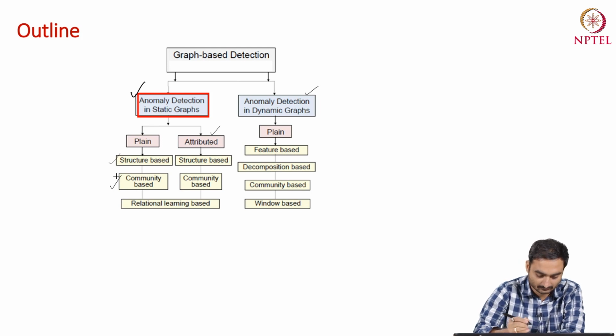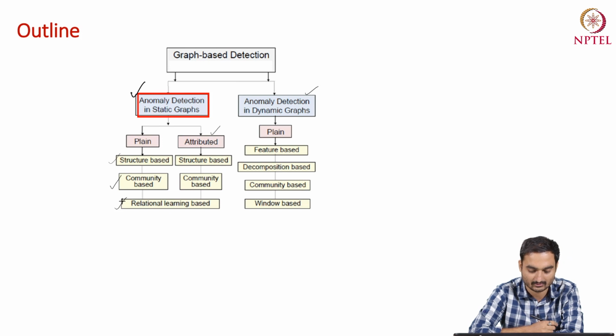And then we have algorithms which also look at the relational types. For example, they look at the relations between entities and based on that detect anomalous entities.